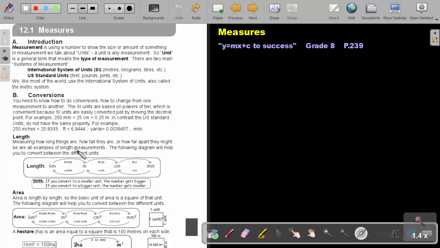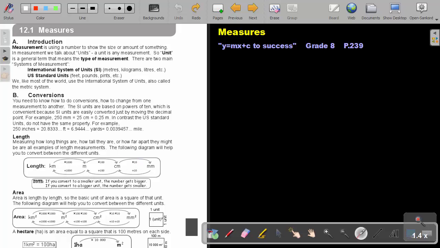The following diagram will help you to convert between the different units. We already used this diagram in previous examples. So I take it from the big one, kilometers, then meters, then centimeters, then millimeters. Now, there is 1,000 and then 10 less, 100, 10 less, 10.